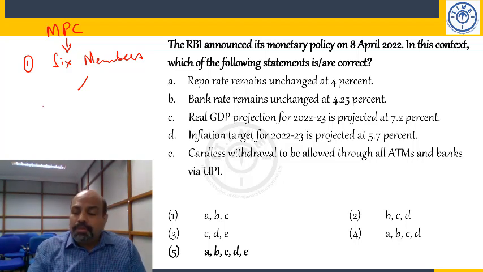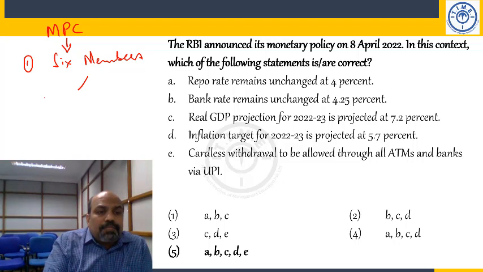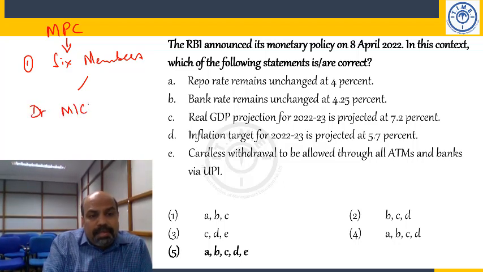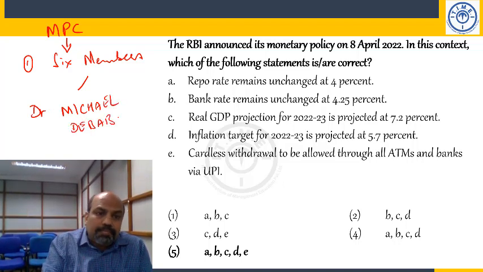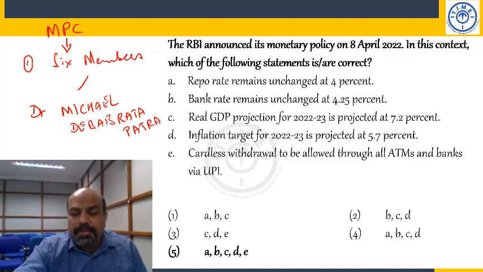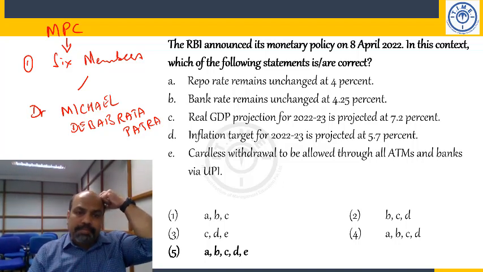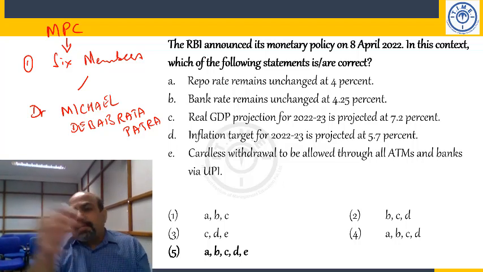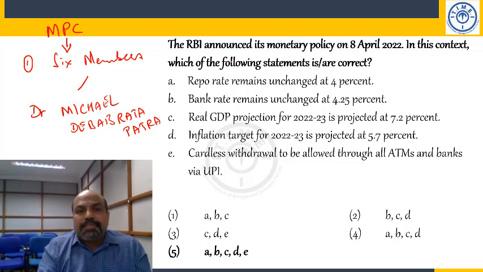2, Dr. Michael Devabrata Patra, MD Patra. MD Patra. Next, number 3. I'll write randomly wherever I get some space. Okay, guys. As you know, that's what I do in all these classes.